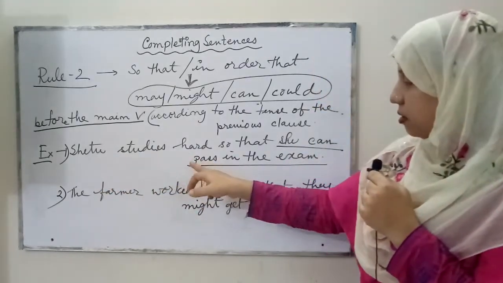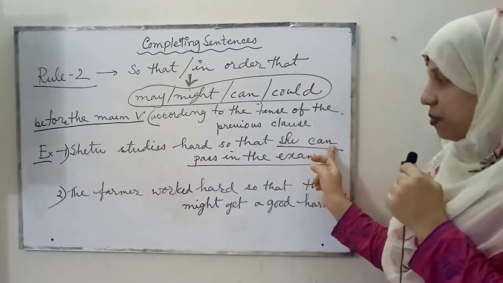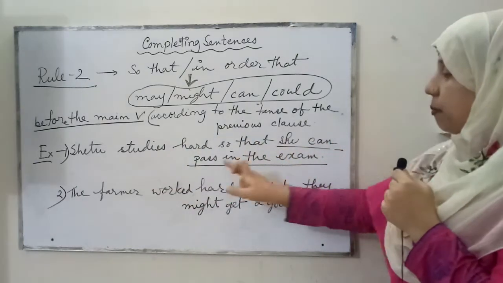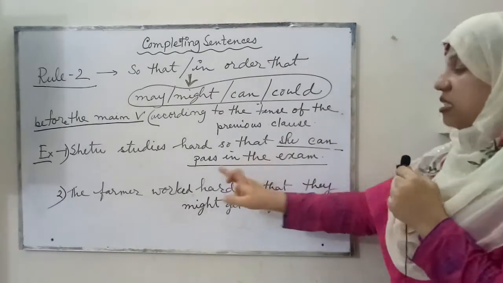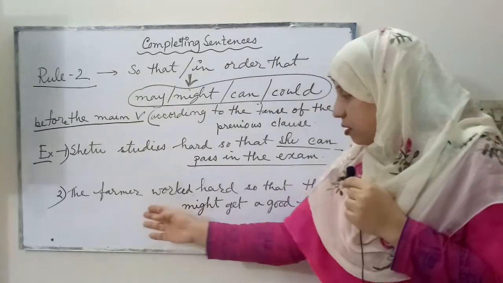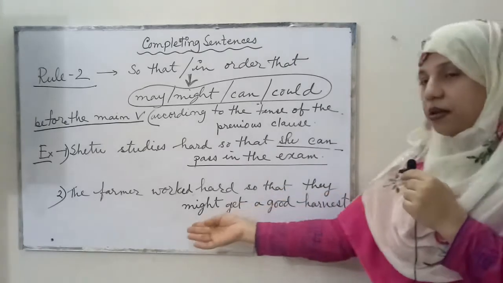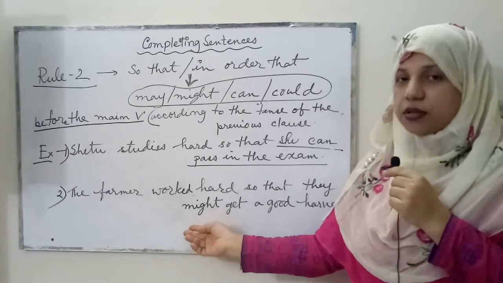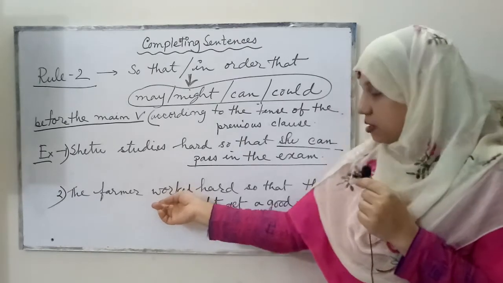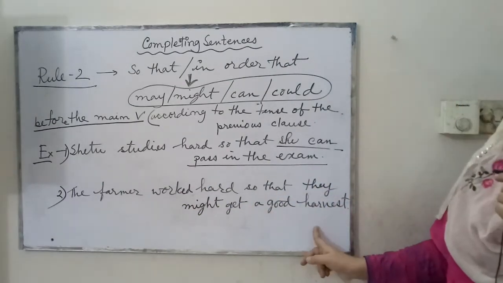But if it was in the past tense, for example, Shetu studied hard so that she can or could. Of course, could, because studied is in the past tense. So it will be she could pass in the exam, or she could stand first in the exam. Let's see another example. The farmer worked hard so that, or in order that, they might or may. Of course, might, because here the verb of the first clause is in the past tense. So here it will be they might get a good harvest.